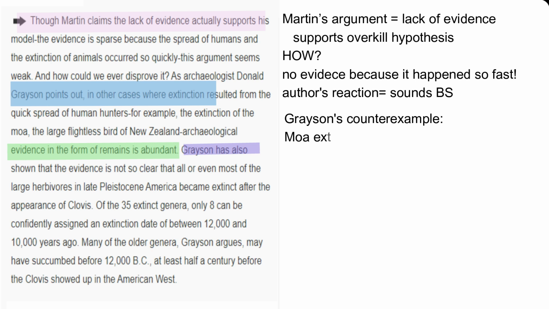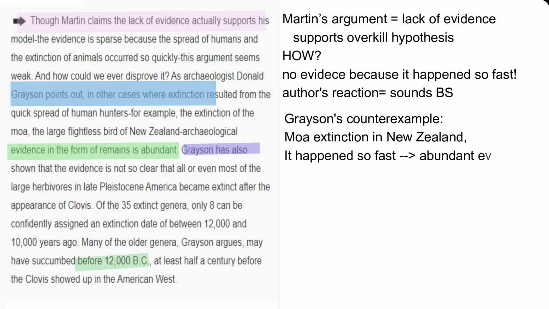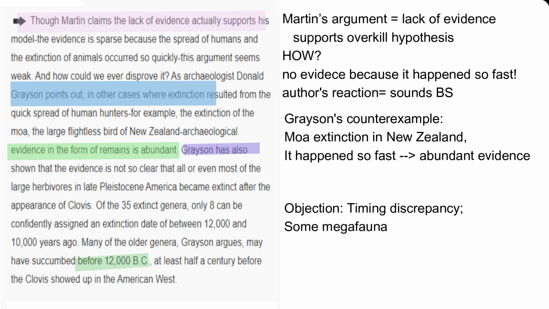One is that if Martin is right on his claim that the event of humans killing the mammals happened so quickly, then there should actually be an abundance of evidence, not a lack of evidence, as evidenced by the moa disappearance in New Zealand. So the moa case is used as a counterexample to the overkill hypothesis. Grayson's second objection is that it is possible that the mammals did not disappear after the Clovis human hunters appeared. The passage ends with, many of the older genera, Grayson argues, may have succumbed before 12,000 BC, at least half a century before the Clovis showed up in the American West. If mammals died before the human hunters were in America, humans could not have killed the mammals.